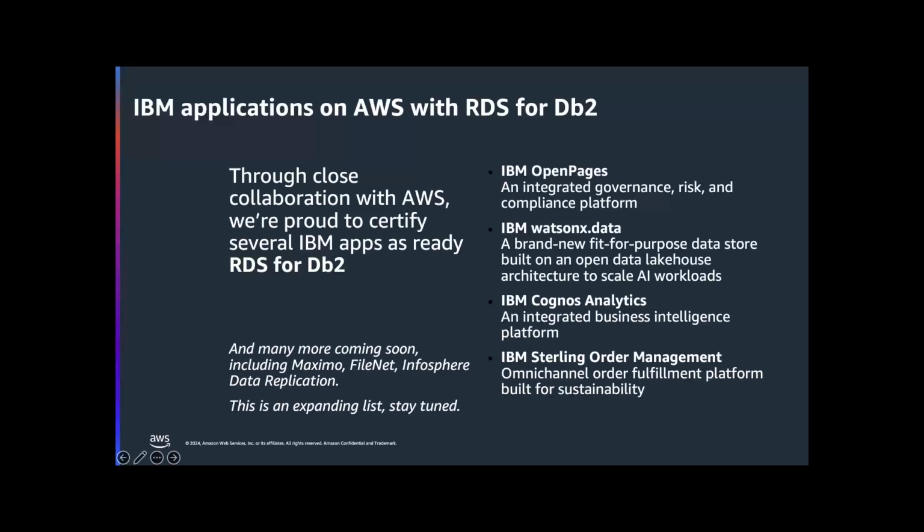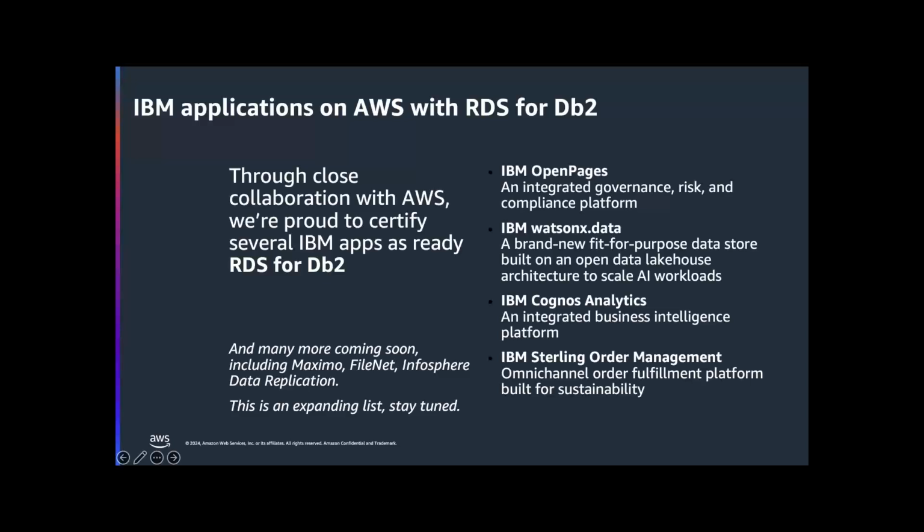To start with, we have OpenPages. OpenPages supports and certifies RDS for DB2. The OpenPages SaaS product also uses RDS for DB2. And then we have watsonx.data, which supports RDS for DB2. They have Cognos Analytics. You can run Cognos Analytics with RDS for DB2 instances. Sterling Order Management, you can use it. We are continuously working with many others as well.